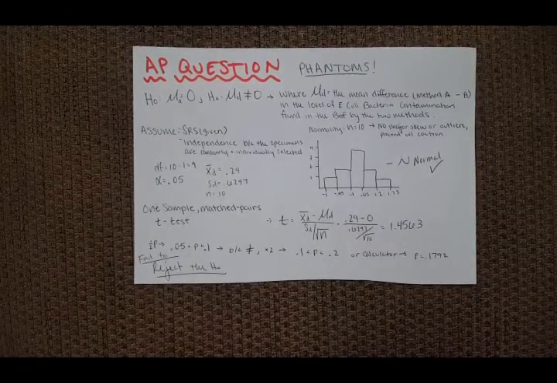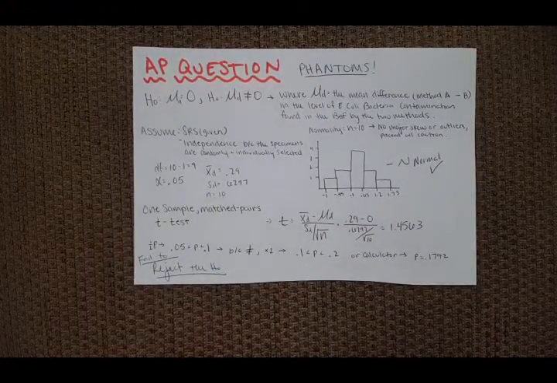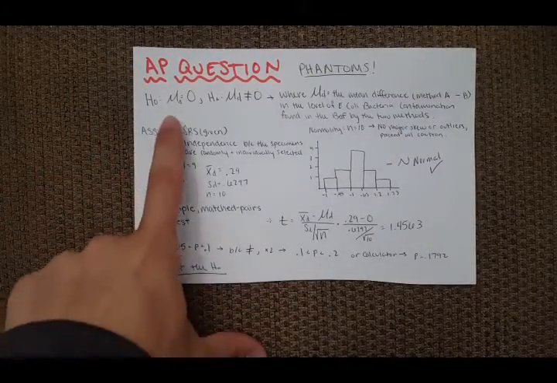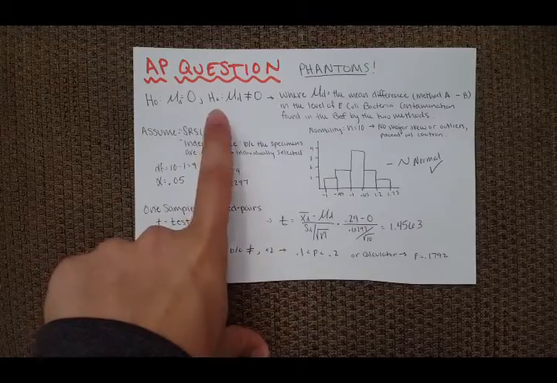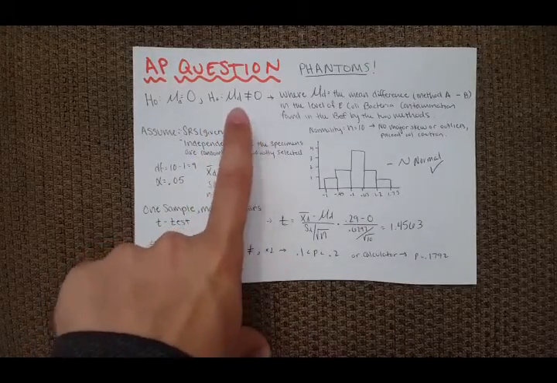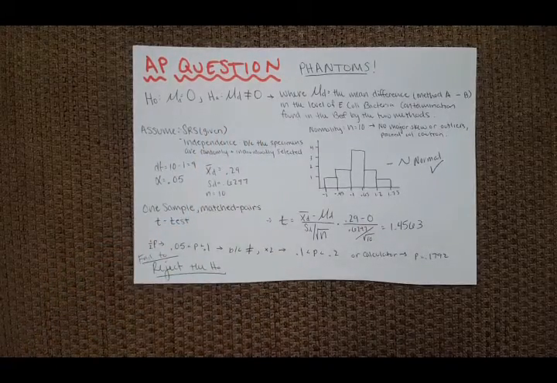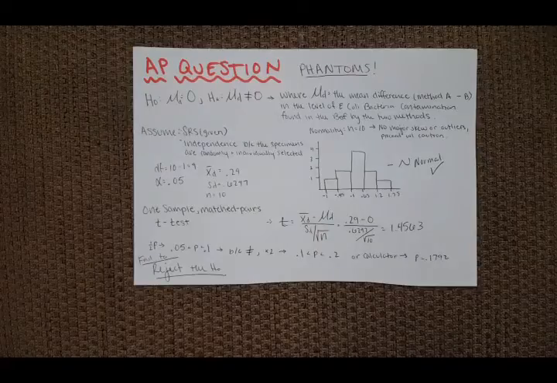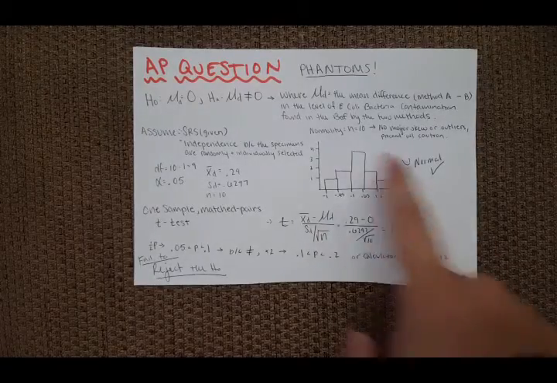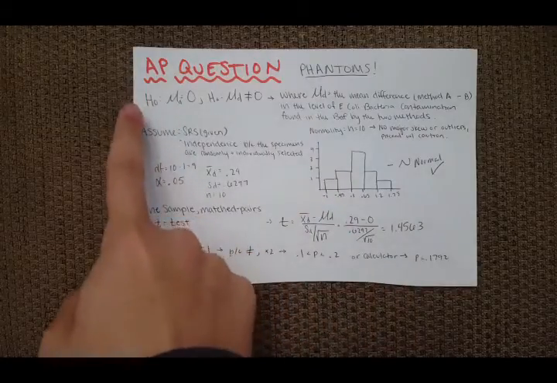So you start and you write out your hypotheses. Your null hypothesis is that the mean difference is going to be 0, and your alternative hypothesis is going to be that the mean difference is not 0, where the mean difference is the mean difference between method A and B in the level of E. coli bacteria contamination found in the beef by the 2 different methods. So that's your parameter.